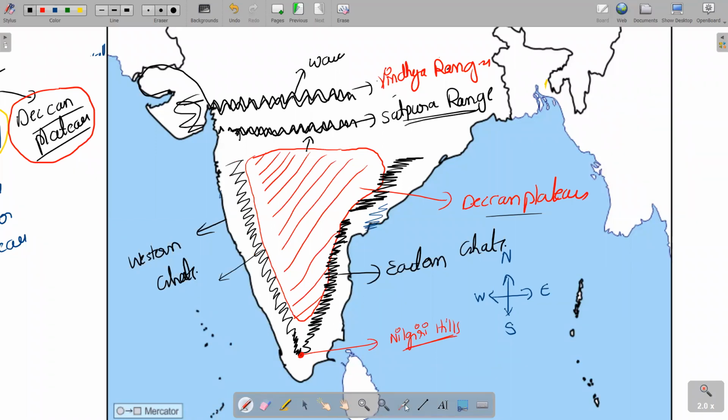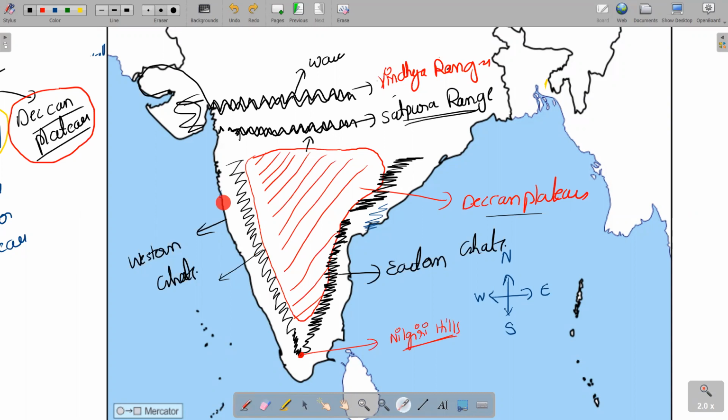In the exam, be careful that you should not draw the entire area. Do not mark this entire area as the Western Ghats. If you do that, you are making a mistake. Why? Because the Western Ghats lies at the edge of the Deccan Plateau, on its west side.